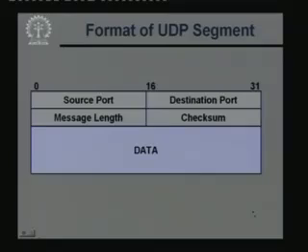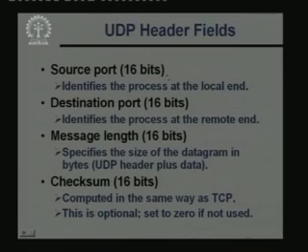Now, let us look at the UDP protocol, UDP header format. Now, as you can see from this diagram, the UDP packet structure is extremely simple. There are no fancy headers, only 4 fields: source port, destination port, message length and checksum, and of course, the data. So, in UDP the source port and destination port have their usual meanings. Message length will specify the size of the datagram in bytes. Now, when you say datagram, this includes the UDP header plus the data.